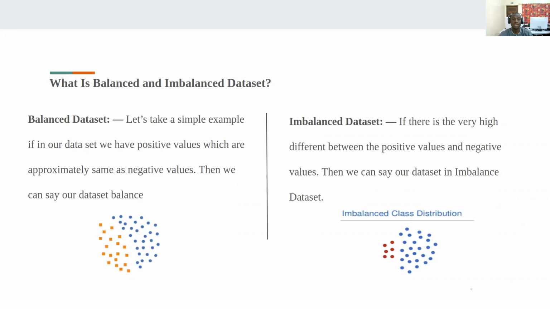Now, what is a balanced and imbalanced data set? A balanced data set is when you have positive values which are approximately the same as negative values, as seen from the figure here. An imbalanced data set is when there is a very high difference between the positive value and the negative value. Then we can say our data is an imbalanced data set.